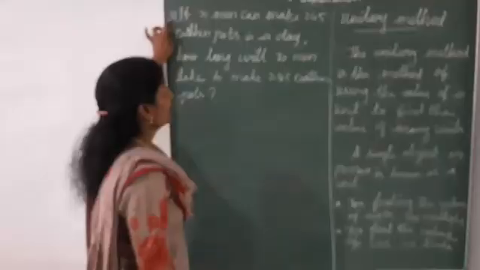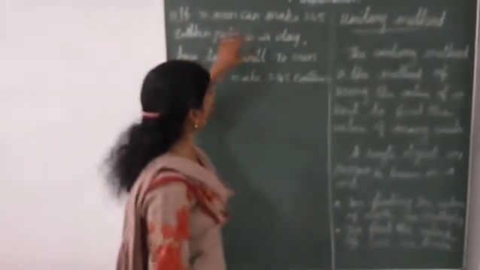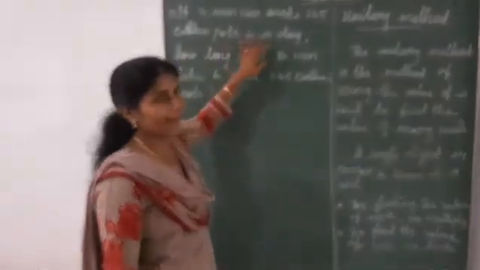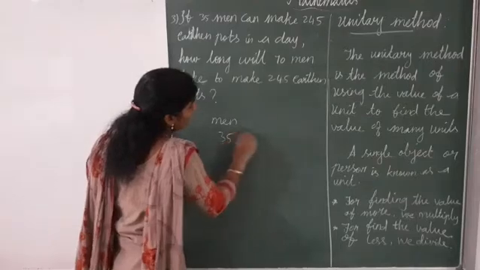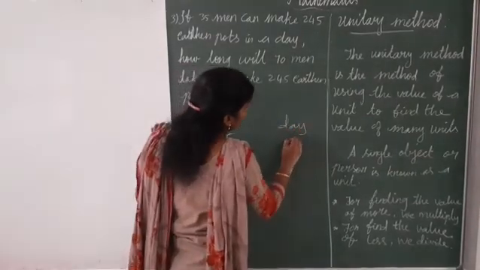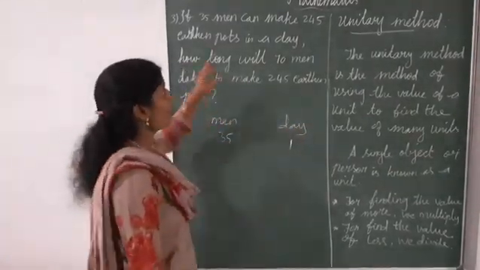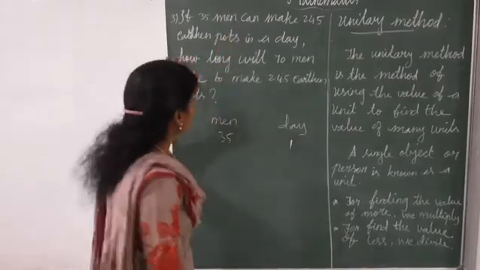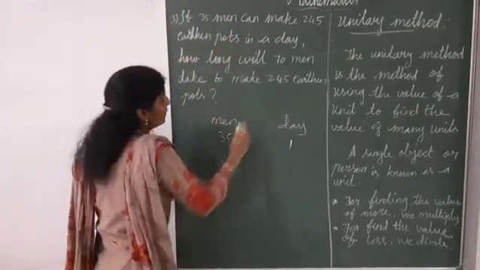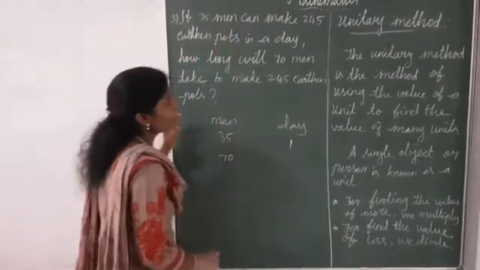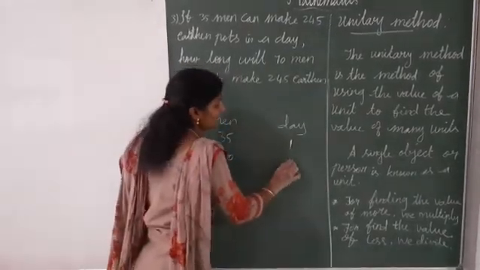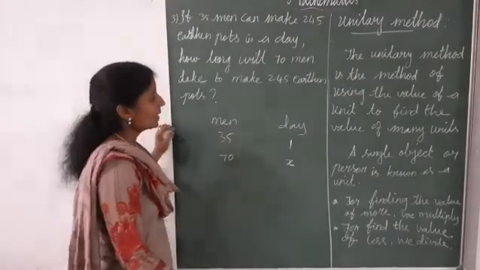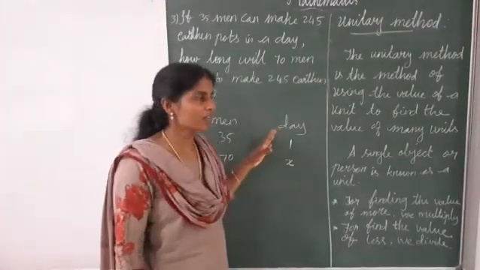Are you clear? If 35 men can make 245 earthen pots in a day, how many days? 35 men, 1 day. They are taking 1 day for 245 earthen pots. Then 70 men, the same number of earthen pots, how many days are they taking? That is x. Now listen, is this direct proportion or inverse proportion?